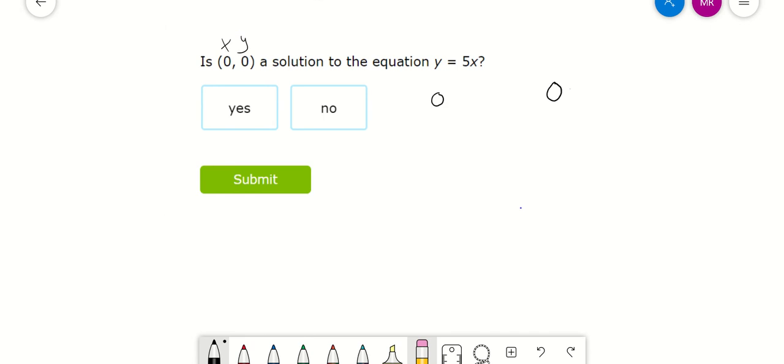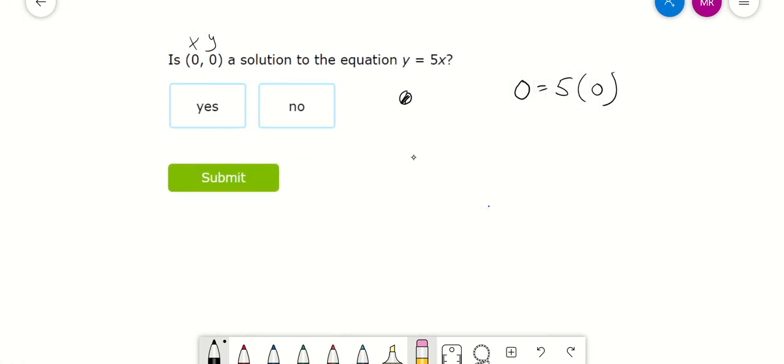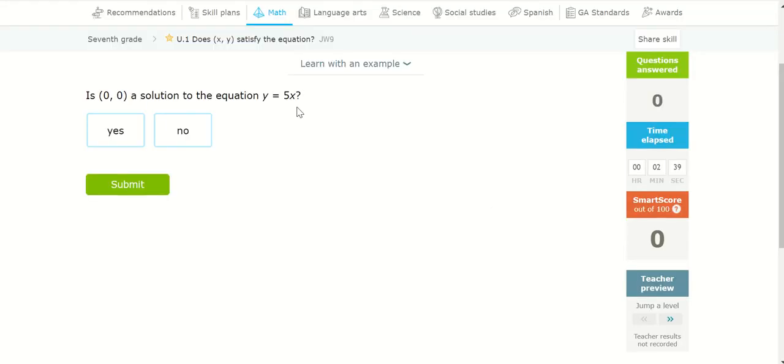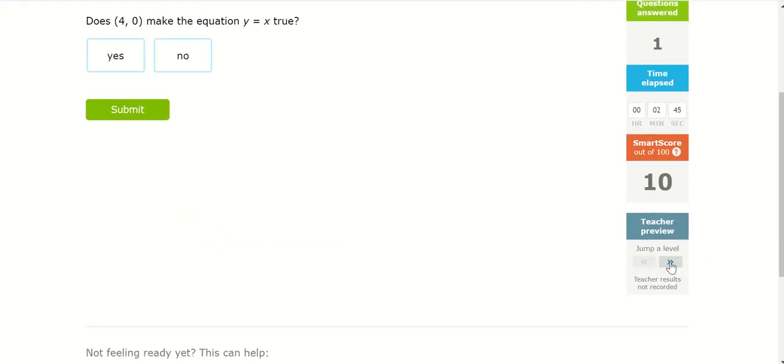So we sub in 0 for y, and that is equal to 5 multiplied by, instead of x, we sub in a 0 as well. And then we just simplify. 5 times 0, is that equal to 0? And yes, it is. So this is a solution to the equation y equals 5x. So 0, 0 is a solution to y equals 5x. Yes. There you go. All right, let's move on to a different level.